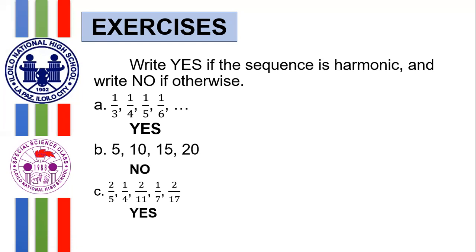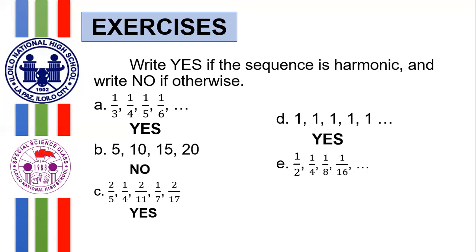If you take the reciprocals and subtract, you will actually see that this is in fact an arithmetic sequence. The reciprocals are arithmetic. You can verify them on your own. So yes. How about letter D? 1, 1, 1, 1, 1, 1, 1, and so on. This is also harmonic because the reciprocals will also be the same sequence 1, 1, 1, 1, 1, and so on. And this has a common difference of 0. So yes.